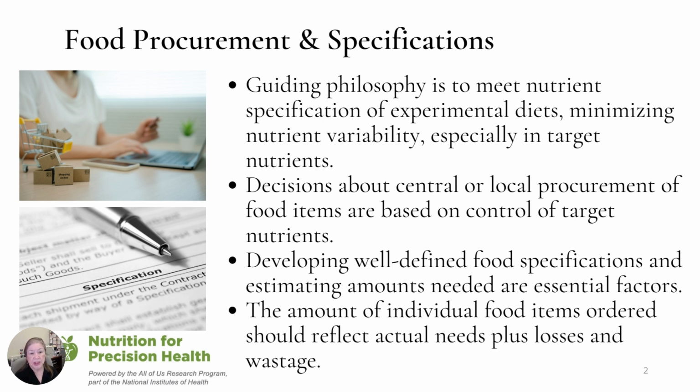We make decisions about central or local procurement for food items based on the control of the nutrient targets. We want to develop well-defined food specifications and estimating amounts needed, since these are essential factors in a metabolic feeding study. The amount of individual food items ordered needs to reflect actual needs plus any losses and wastage that are associated with the food production process.